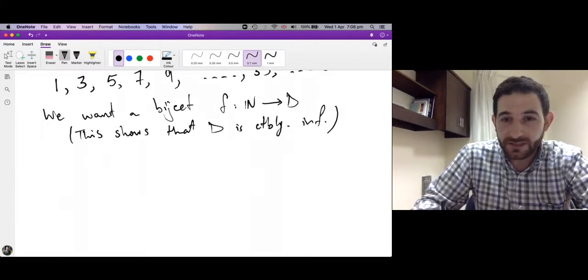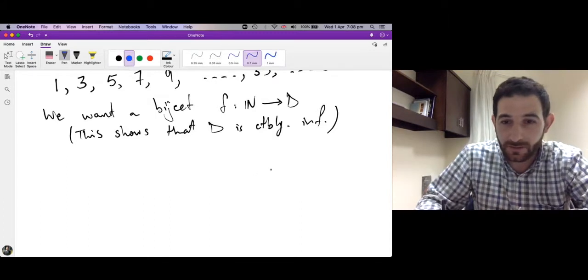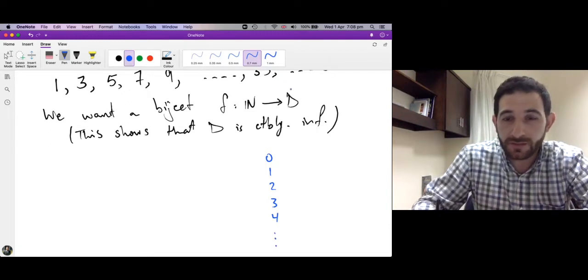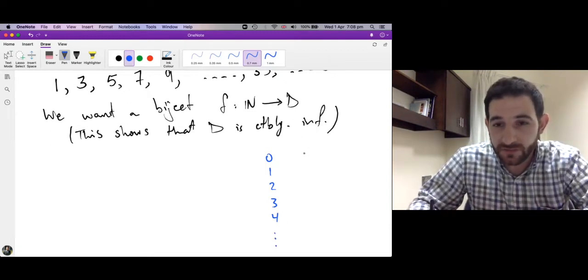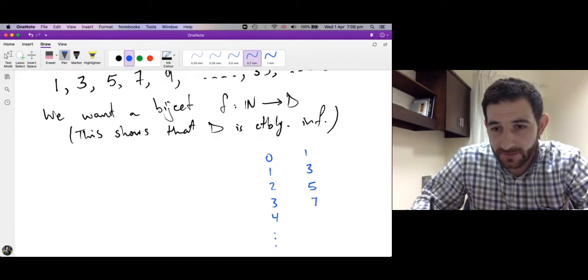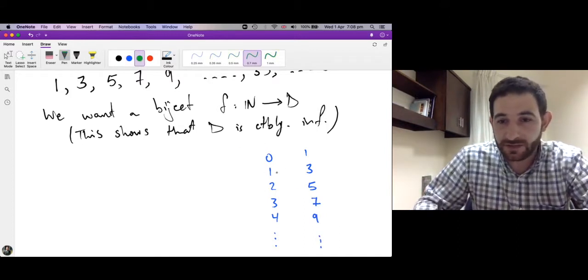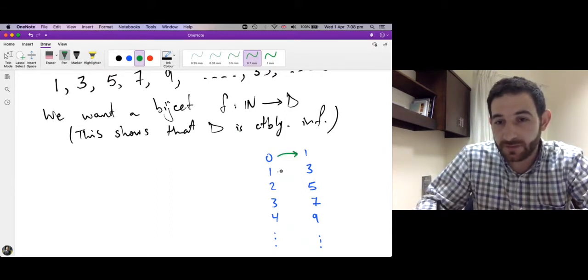Okay, let me list the elements of the domain. What are the elements of the domain? They are the natural numbers. And what are the elements of D? They are the positive odd integers: 1, 3, 5, 7, 9, and so on. Now, I hope that this listing of the natural numbers and the odd integers will give you a hint of how to find the formula for the bijection.